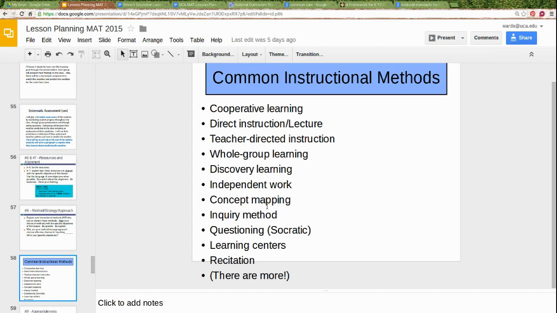Inquiry method is you come up with a question that you want to answer that's related to the content and you pursue the answer. Questioning is like Socratic method. Learning centers is like the room is divided into different tasks and everybody rotates in small groups and does different things in small groups. Labs often use learning centers, but you can use them in a regular classroom also. We kind of did this the day that you guys were with me and I had the posters up and you walked around in small groups and you answered the question. That was kind of like centers. Recitation is like memorization.